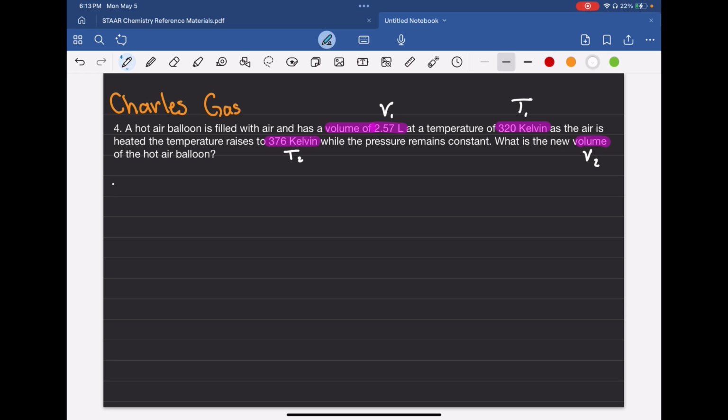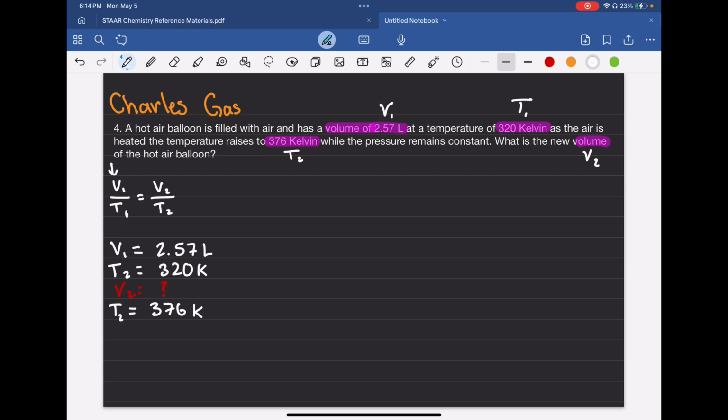So let's write that down. Volume 1 divided by temperature 1 equals our volume 2 divided by our temperature 2. Let's write down our variables. Volume 1 is 2.57 liters. Temperature 1 is 320 Kelvin. Volume 2 is unknown. And then temperature 2 has risen up to 376 Kelvin.